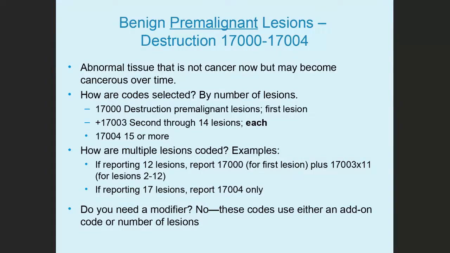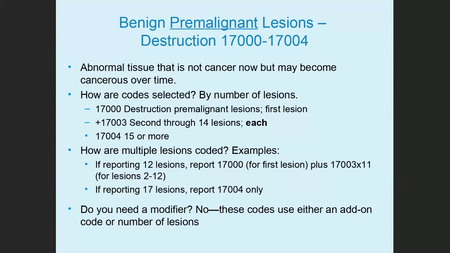So let's start with benign premalignant lesions. Destruction of these is coded 17000, 17004. These are abnormal tissues that are not now cancerous, but may become cancerous over time. So they're just going to take them off now. An example is a keratosis. These codes are selected by the number of lesions. Note that the location of the lesion is not a factor. It's just numbers. They could be anywhere.